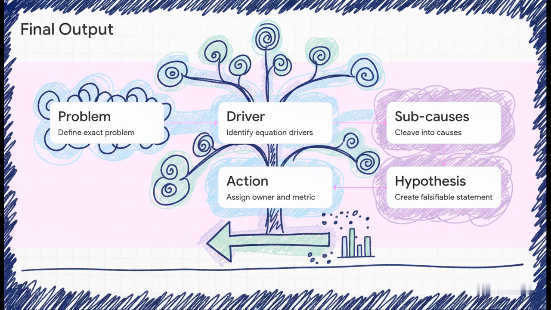When you step back, your final output structure is just a thing of beauty. It flows flawlessly from an abstract issue right down to assigned execution. You start with the exact problem. You map the MECE drivers. You cleave into subcauses. You select the highest impact, highest control branch to form a hypothesis. Then you validate it with data, and you assign an action. It's a seamless, undeniable chain of logic.